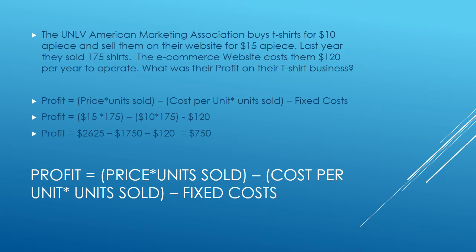So in this case, their revenues were $2,625. That's $15 a piece times 175 t-shirts, minus their variable costs, $1,750, minus their fixed costs, in this case for their website, of $120. So their total profits were $750.